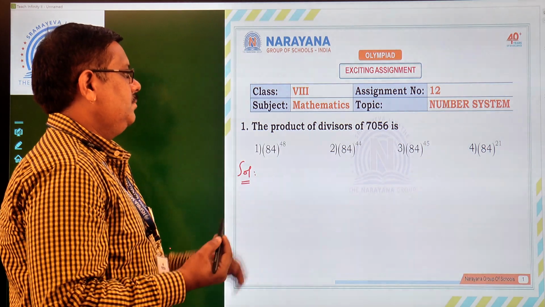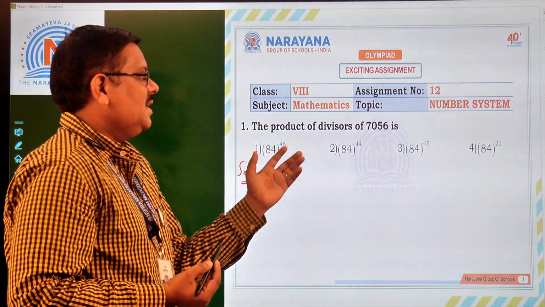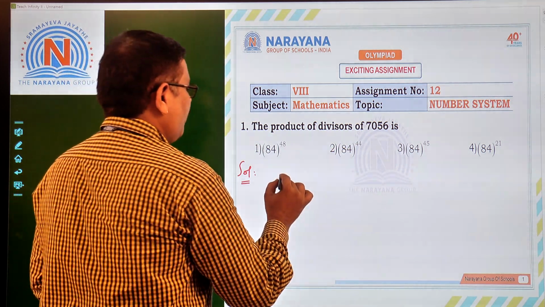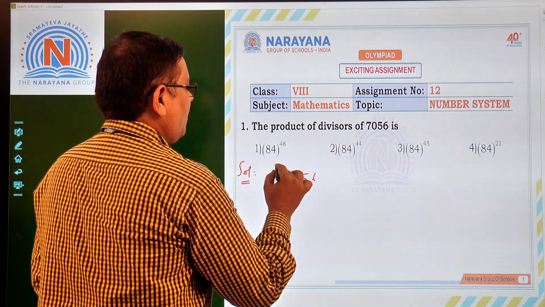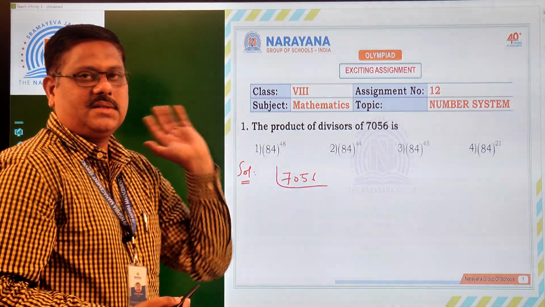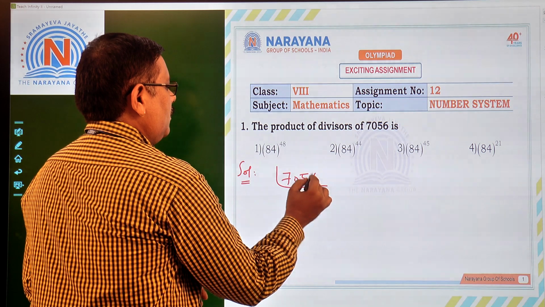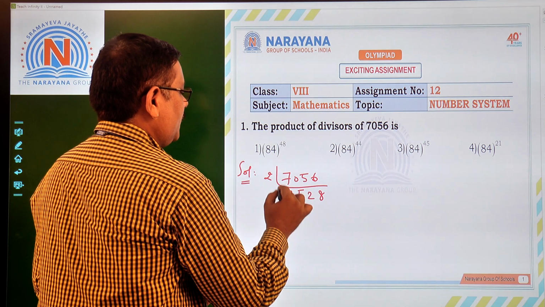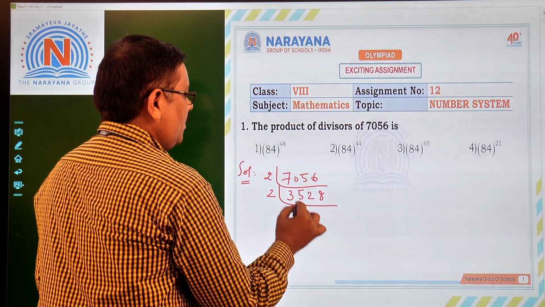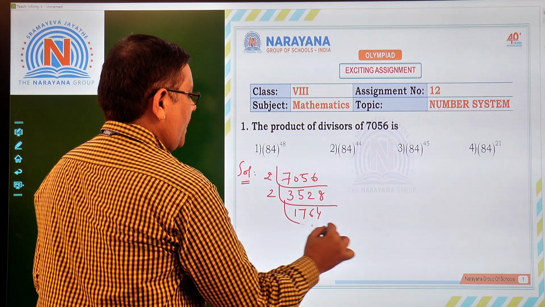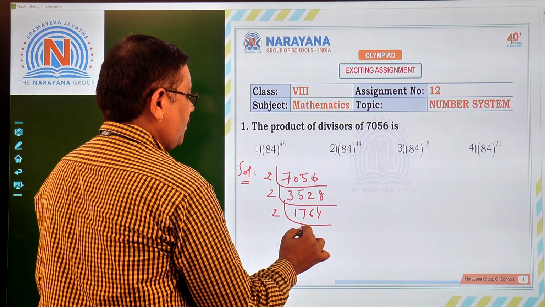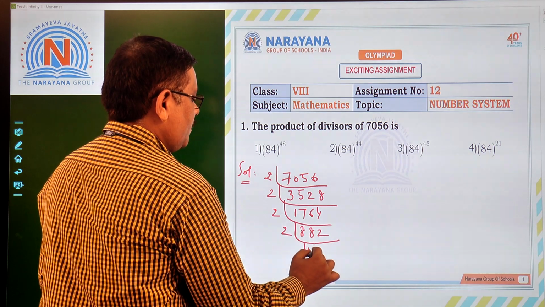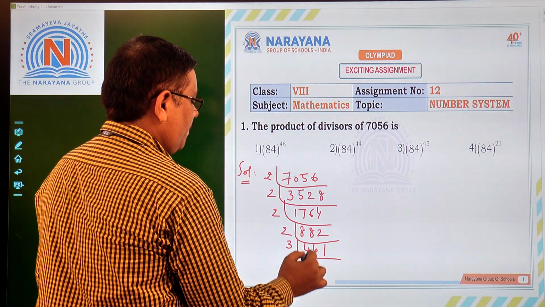To find out the product of divisors, first let us prime factorize the given number. 7056, if we have to write it as a product of prime factors. Now let us divide with 2. 7056 divided by 2 is 3528. Again 2: 1764. Again with 2: 882. Next 2: 441.